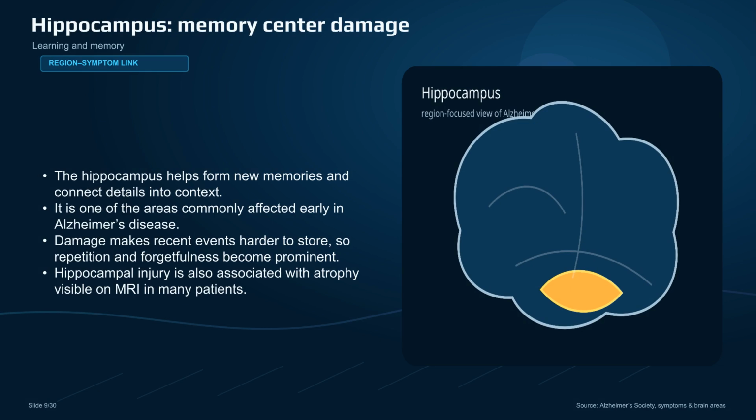The hippocampus, vital for new memories, is affected early in Alzheimer's, causing difficulty storing recent events. Hippocampal injury is linked to forgetfulness and atrophy visible on MRI in many patients.